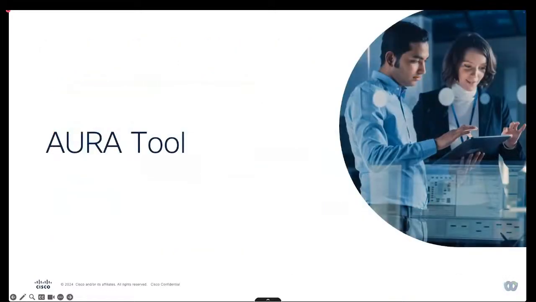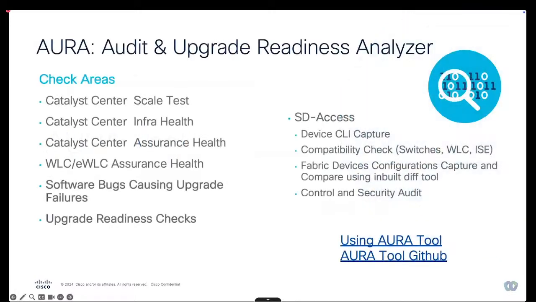Let's talk about the Aura tool, the Audit and Upgrade Readiness Analyzer. It's an automated tool that checks the Catalyst Center and all the fabric health. It will help you assess upgrade readiness, identify potential upgrade issues, and generate an easy-to-read report for you. It will do a lot of checks, perform the health, scale, and upgrade readiness checks, and assess the impact, right? There's no impact, it's not intrusive. It uses some APIs to pull all the data and show commands from your devices in Catalyst Center.